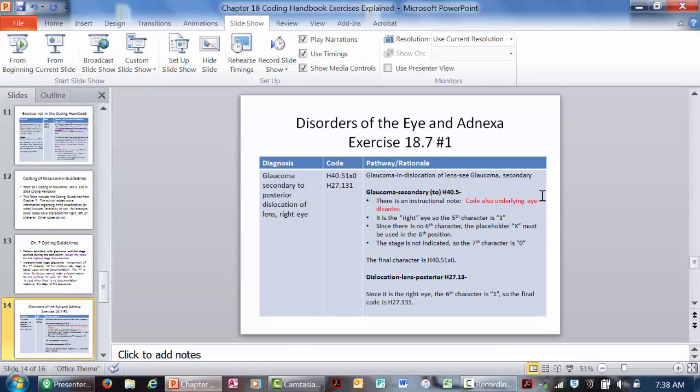Notice how, as with all of our exercises, we are following our instructional notes very carefully to be sure we're sequencing them correctly and to be sure that we are covering what the code book is advising us.